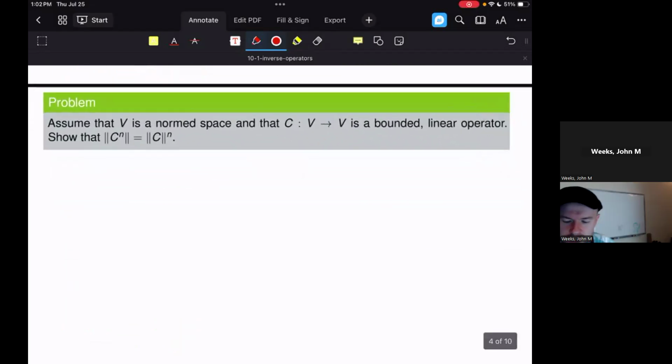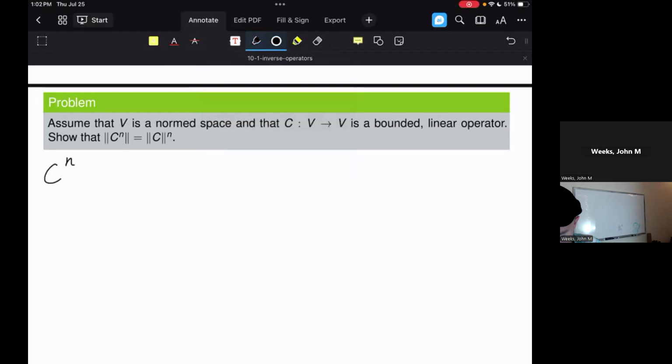Let's go ahead and start working a little bit with some of these operations, looking at this problem right here. Assume that V is a norm space and that C, as an operator going from this norm space to itself, is a bounded linear operator. Let's show that the norm of C raised to the power of n is equal to the norm of C to the nth power. So let's talk a little bit about first, what is C to the n?